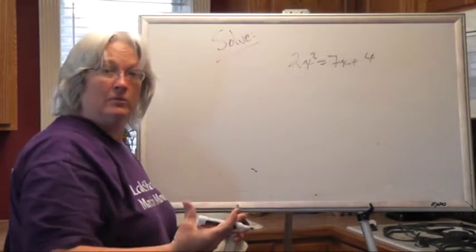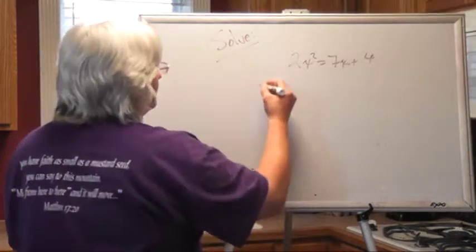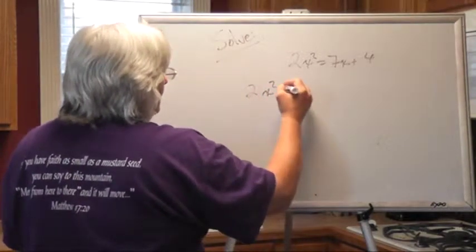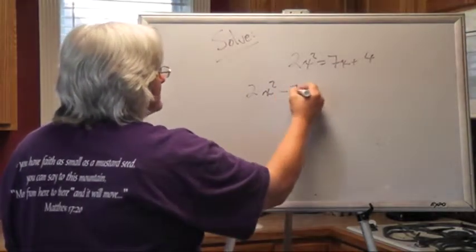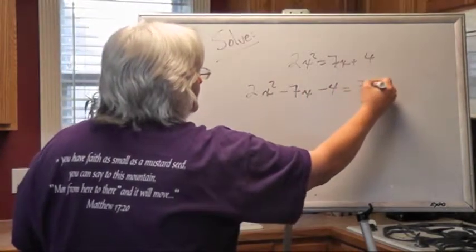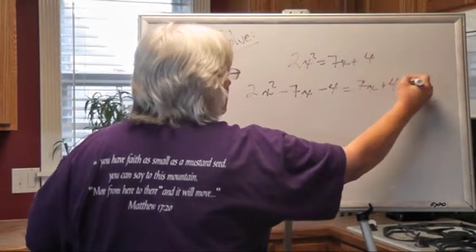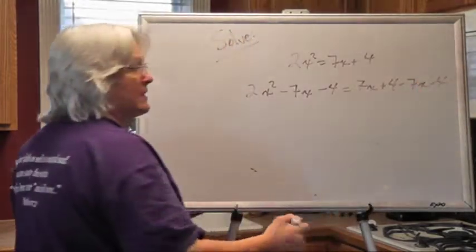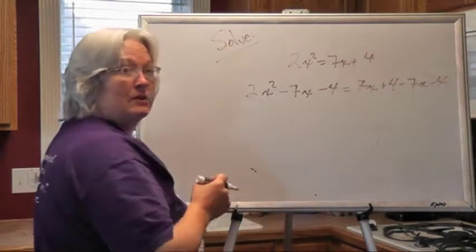Now, what do we have to do to be able to solve this? We have to be able to factor it. In order to be able to factor it, we're going to have everything equal to 0. Minus 7x minus 4 is equal to 7x plus 4 minus 7x minus 4. We had a 7x and a 4 on the right-hand side of the equation.